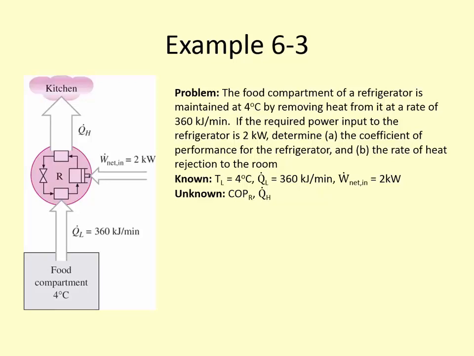Okay, so we know Q sub L is 360 kilojoules per minute. We know the work net in is 2 kilowatts. And we know the temperature of the environment, although in this case, we don't actually need to use that for any of our calculations. So how do we calculate our coefficient of performance for this refrigerator?